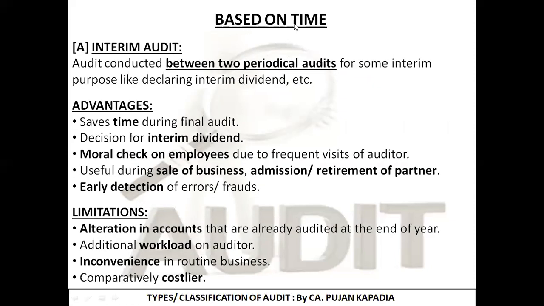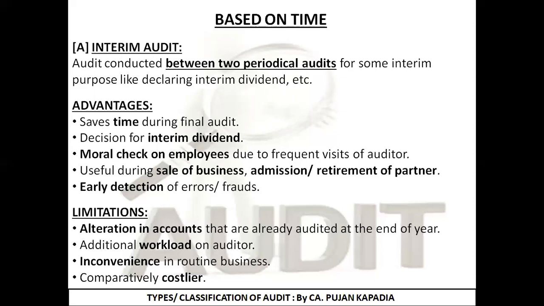Let's move to the next category. It is on the basis of time. So now we are going to classify audit based on time. The first is interim audit. Let's see the meaning. Audit conducted between 2 periodical audits for some interim purpose like declaring interim dividend, etc. What is written over here? Whenever I am conducting audit between 2 periodical audits. Basically, what are periodical audits? Generally, the audit is conducted after the end of financial year. That is what we have studied in the introductory chapter, right?